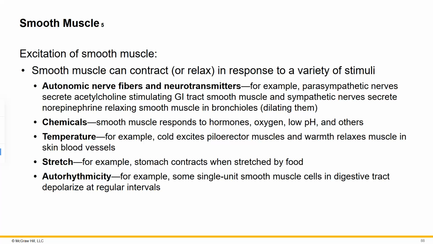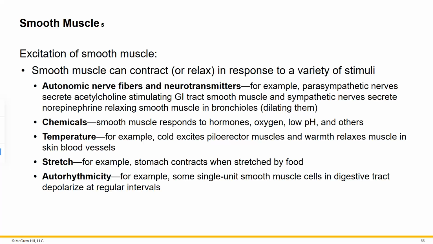Excitation of smooth muscle. Smooth muscle can contract or relax in response to a variety of stimuli. Autonomic nerve fibers and neurotransmitters: for example, parasympathetic nerves secrete acetylcholine, stimulating GI tract smooth muscle, and sympathetic nerves secrete norepinephrine, relaxing smooth muscle in bronchioles. Chemicals: smooth muscle responds to hormones, oxygen, low pH, and others.